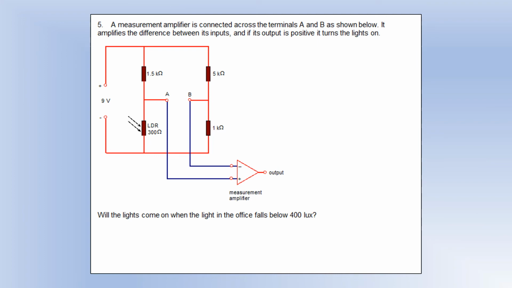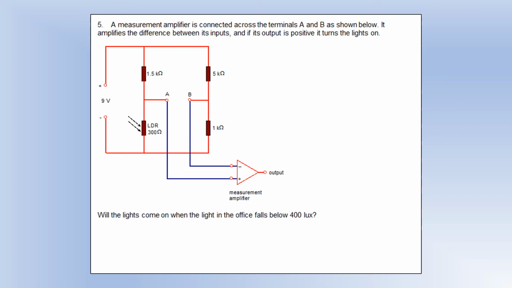Okay, so this is where the amplifier comes in. We've got A connected to its positive terminal, B connected to its negative terminal. And it says if its output is positive, it turns the lights on. So will the lights come on when the office falls below 400?